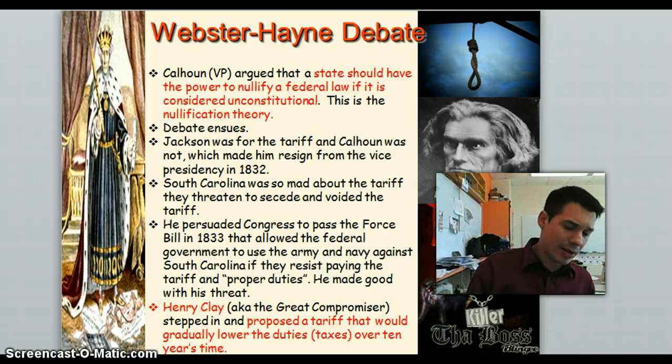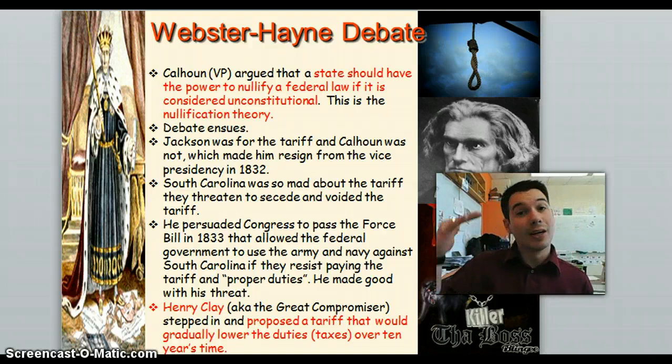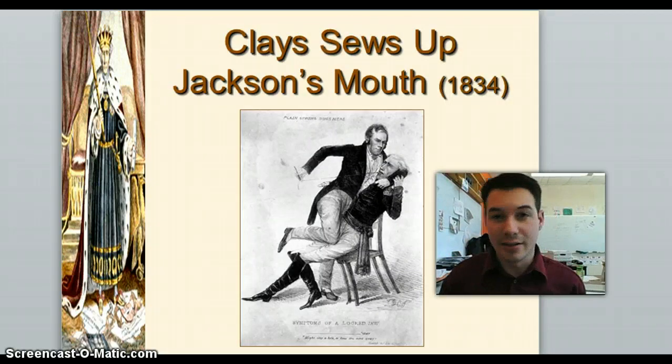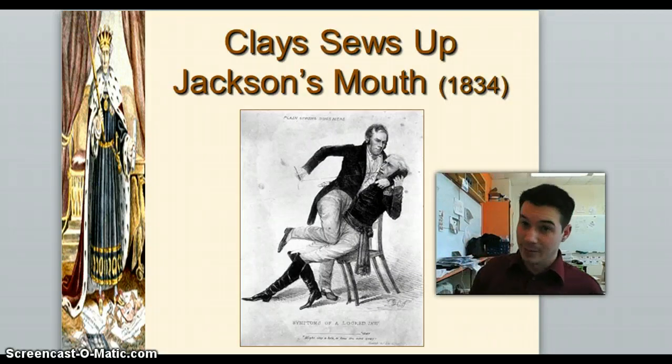Now, Henry Clay, the great compromiser, as we know, steps in, proposes a tariff that would gradually lower the duties over 10 years' time, and they were okay with this. And of course, many political cartoons had a field day with this.